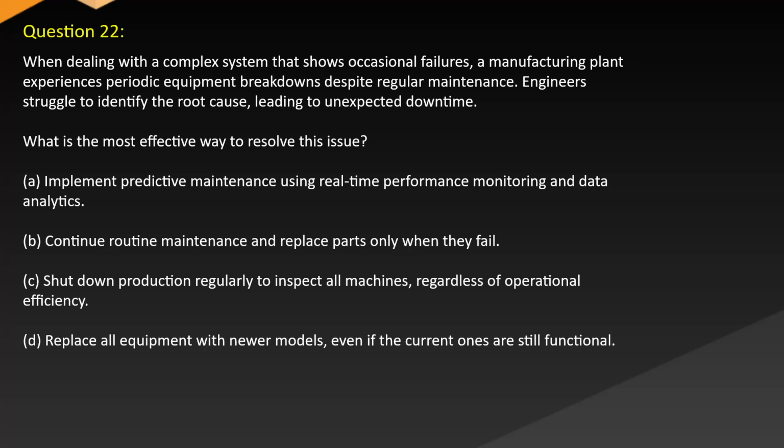A. Implement predictive maintenance using real-time performance monitoring and data analytics. B. Continue routine maintenance and replace parts only when they fail. C. Shut down production regularly to inspect all machines, regardless of operational efficiency. D. Replace all equipment with newer models, even if the current ones are still functional.